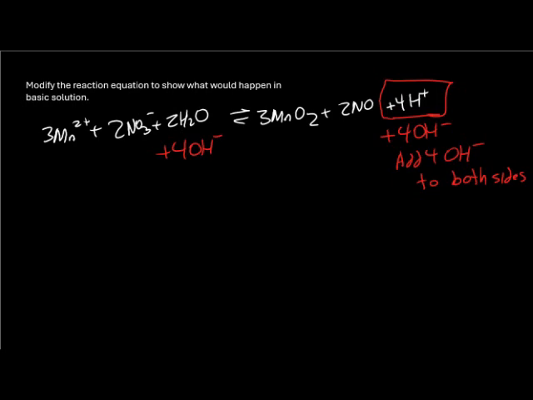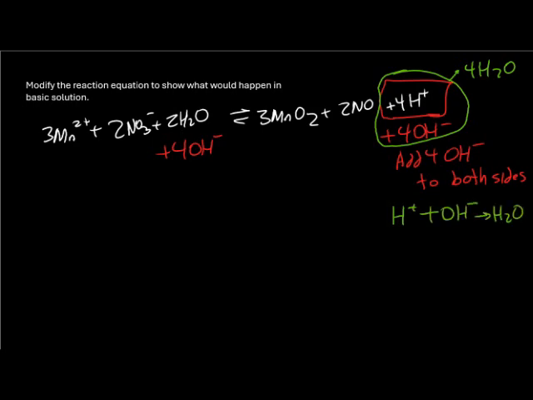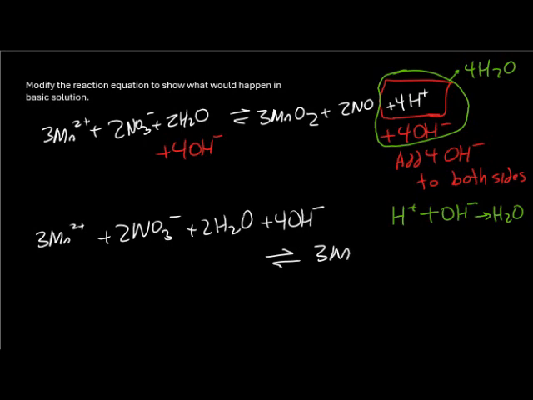What we need to notice is that when you add H+ to OH-, those will react together and give you 4 water. Therefore, when we modify this equation, most of the reaction will stay the same. We'll still have 3 Mn2+, 2 NO3-, 2 water, and now 4 OH-. That's all on the left. This will yield 3 MnO2 plus 2 NO plus now 4 water where the H+ once was.